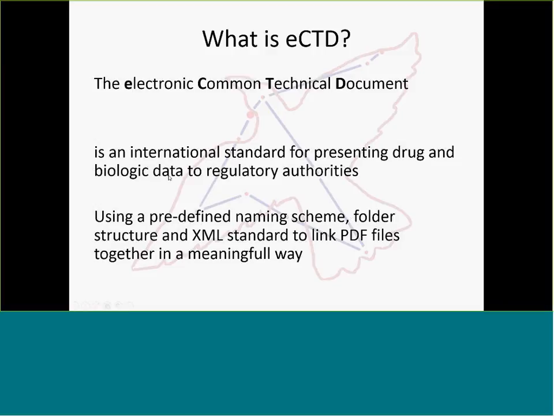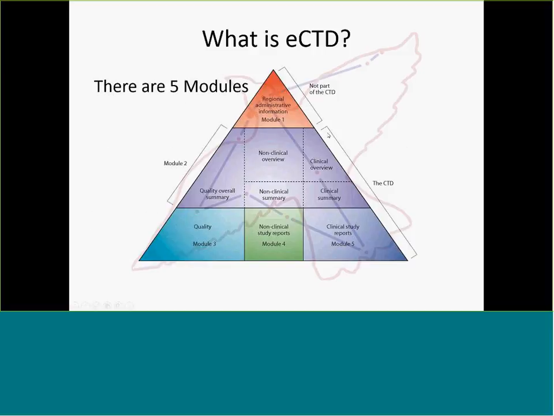The electronic version is a predefined naming scheme for files and folders, and they're all linked together with XML. Most of the information is provided in PDF files. Now, one thing to note is that promotional materials, because of the nature of the material, will have a lot more variety in the file types, but they're still linked together using the same standard.